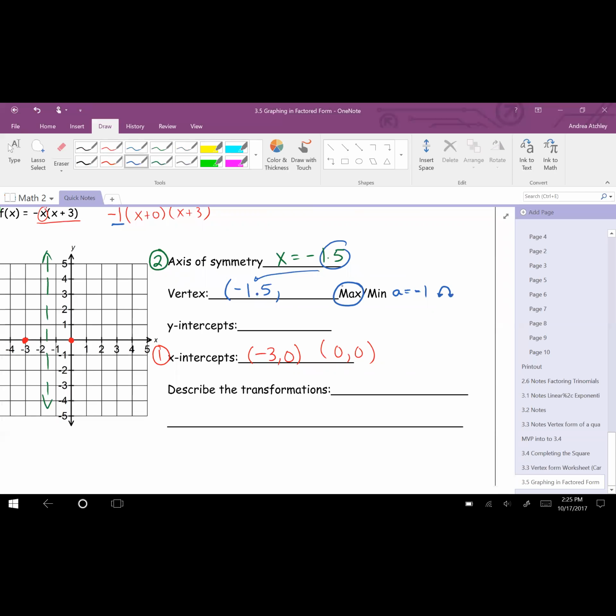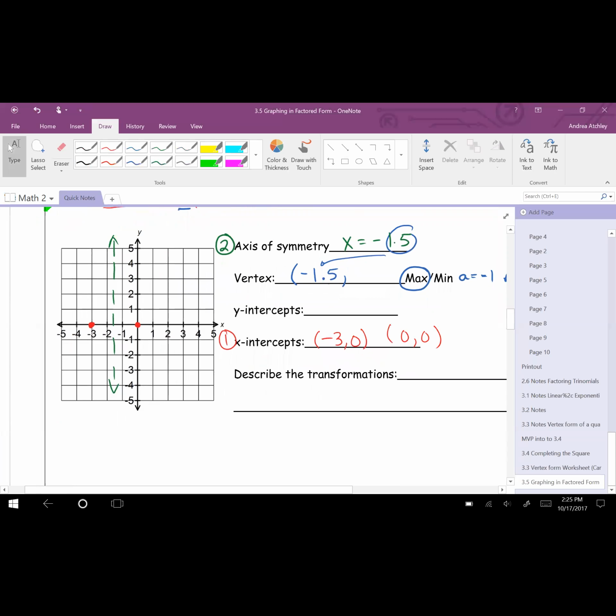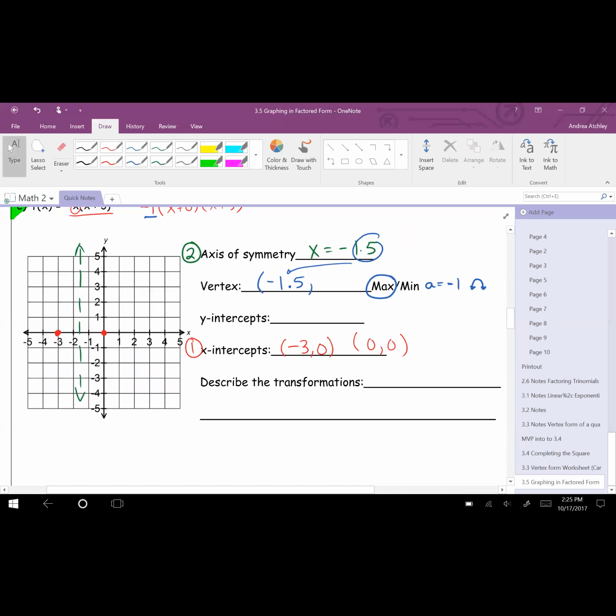I can't use my a values in this case. Down 1, over 1, down 3 over 1, because I'm not going 2 full steps. I'm going a step and a half. So I can't go a half a step when I'm using my pattern rate of change. So I cannot do what I've been doing. So the only other thing is to plug this in. Negative 1.5 for x and find y.